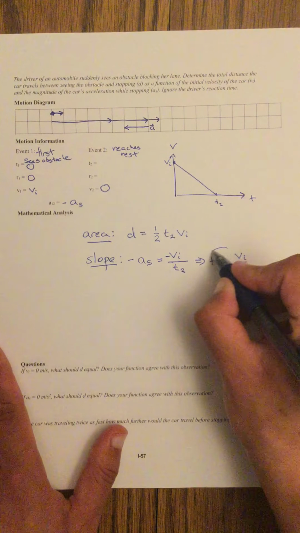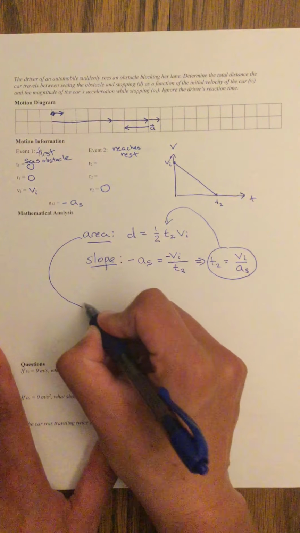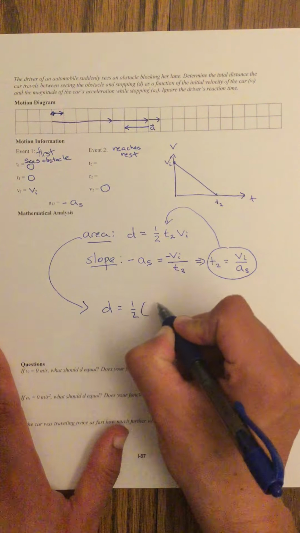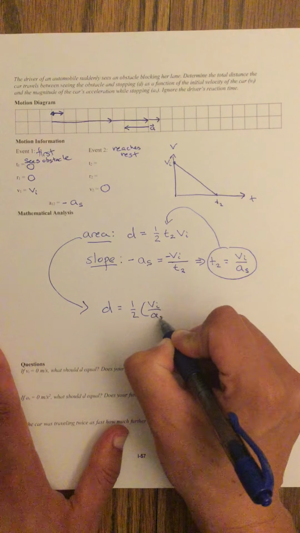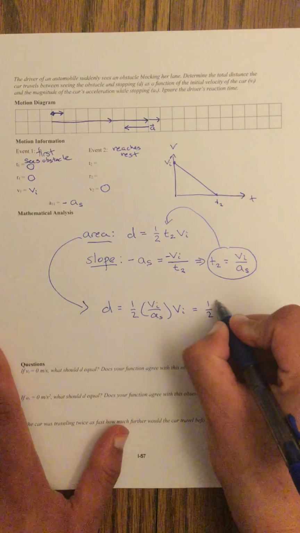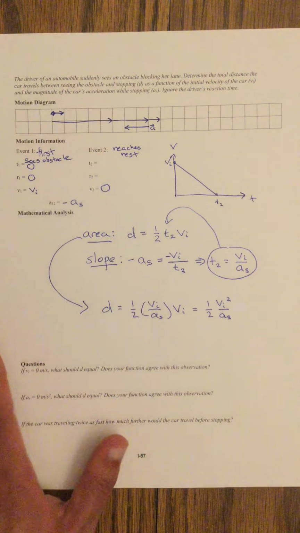Then I can take this and put it in up here. I'm going to bring this whole thing down here and say D is equal to 1/2 T2, which is VI over AS, times VI, and that is 1/2 VI squared over AS.